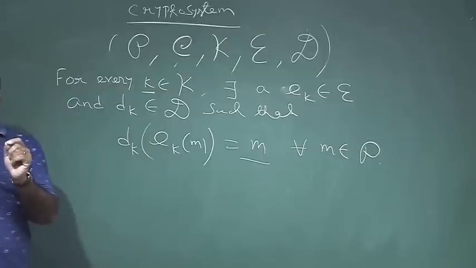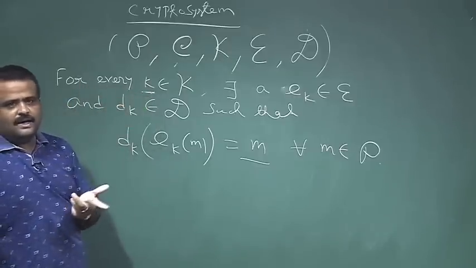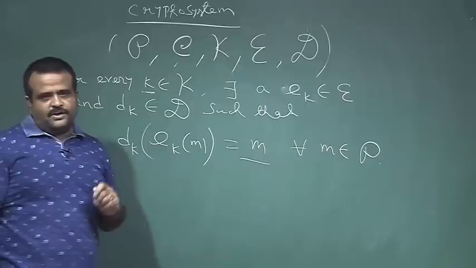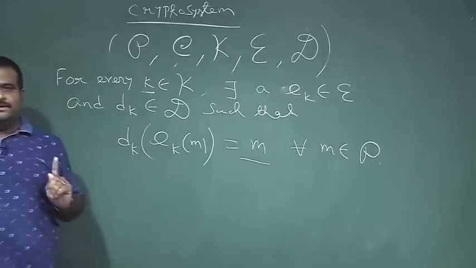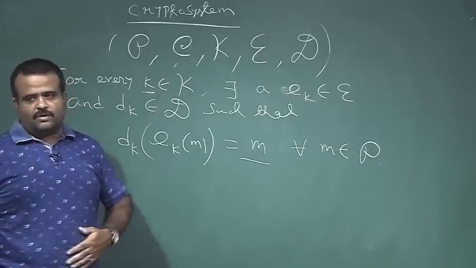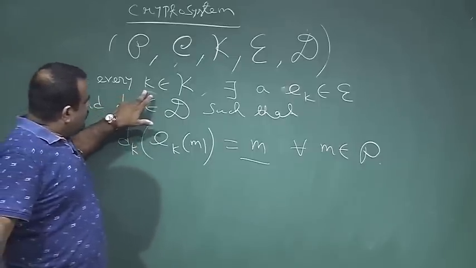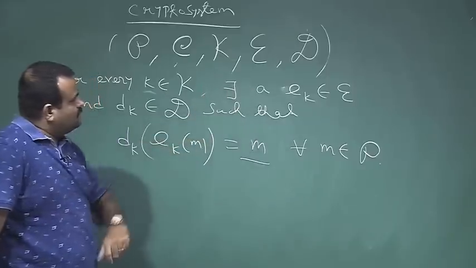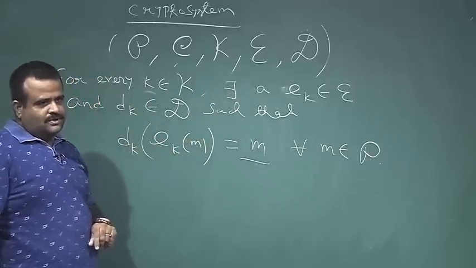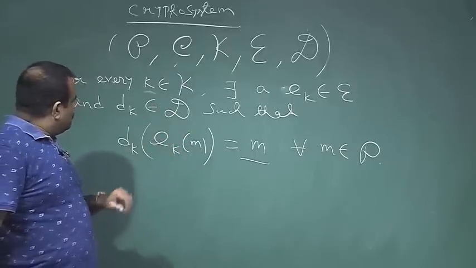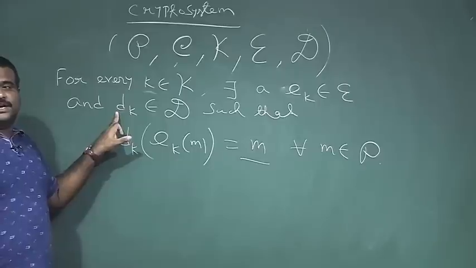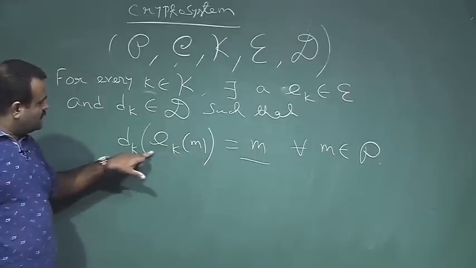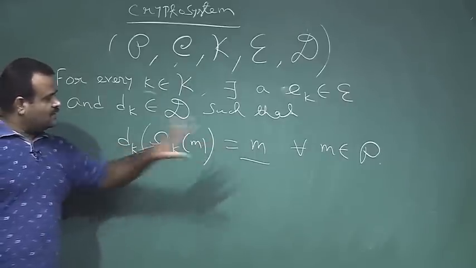So for a given K, this is a symmetric crypto system, so Alice and Bob typically choose a key K and decide this is the key they are going to use for their communication. After selecting K, Alice should be able to choose an encryption algorithm from the set of all possible encryption functions, and there should exist a corresponding decryption function such that encrypting a message gives the ciphertext C, and decrypting C gives the plaintext.